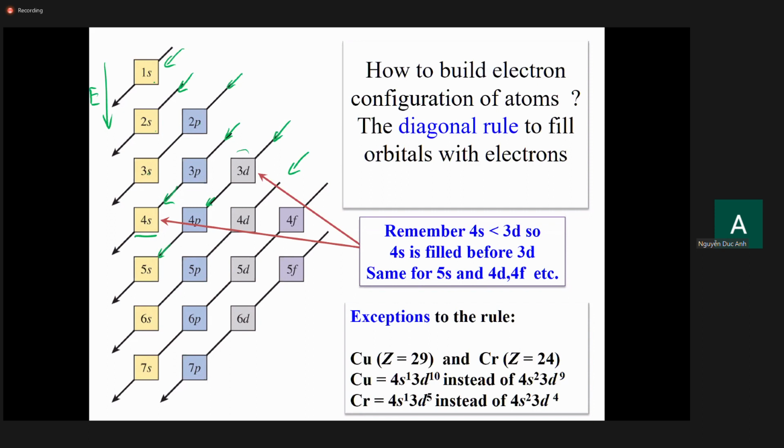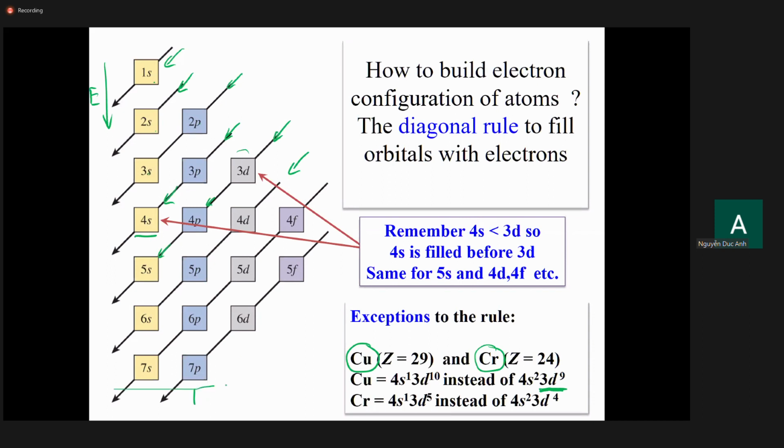So this is right for almost all atoms, almost all elements, except for some specific cases like copper or chromium. Copper and chromium have 9 electrons in the d orbitals. For example, here, copper has 9 electrons in the d orbitals. You can imagine this one. I will write only 3d.